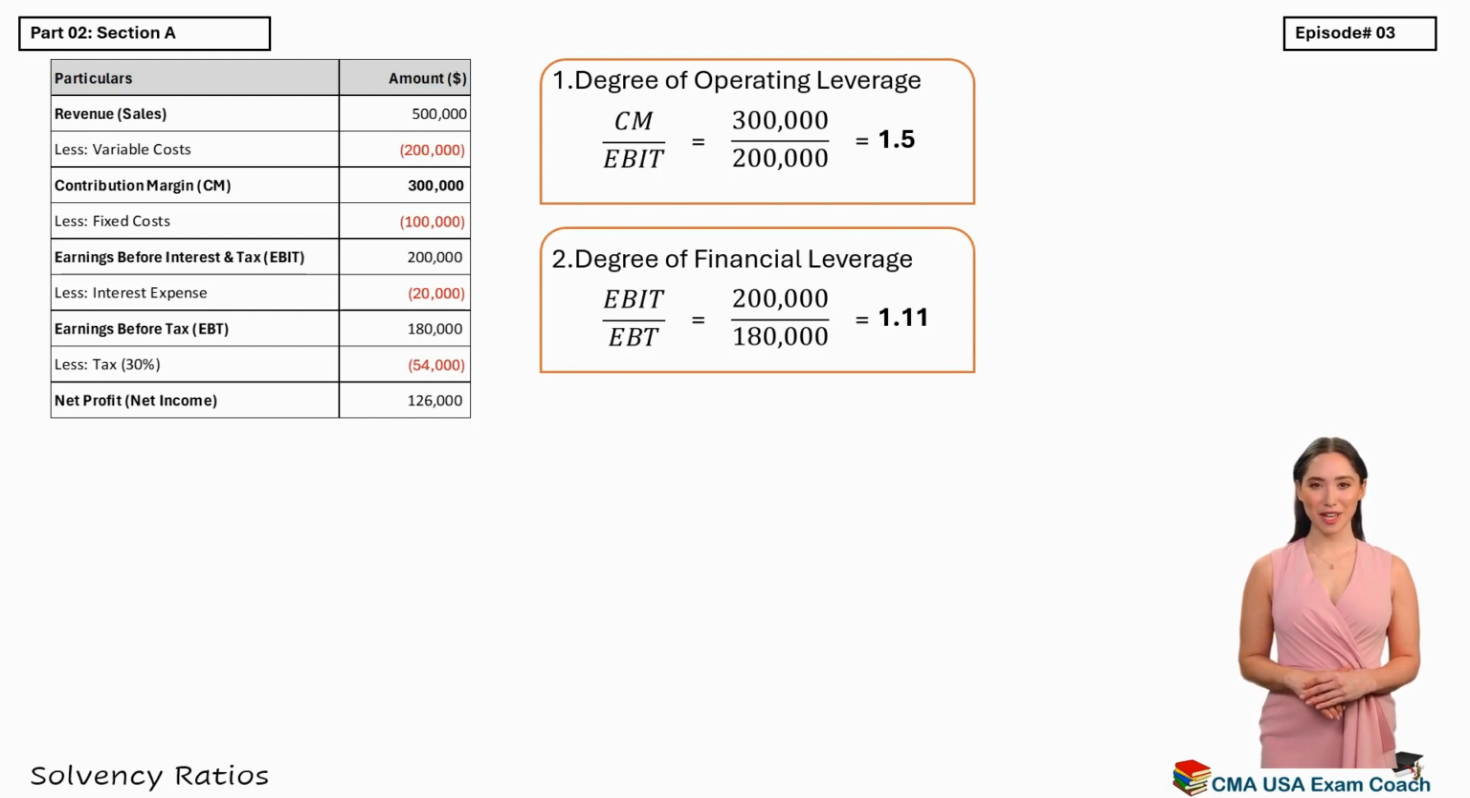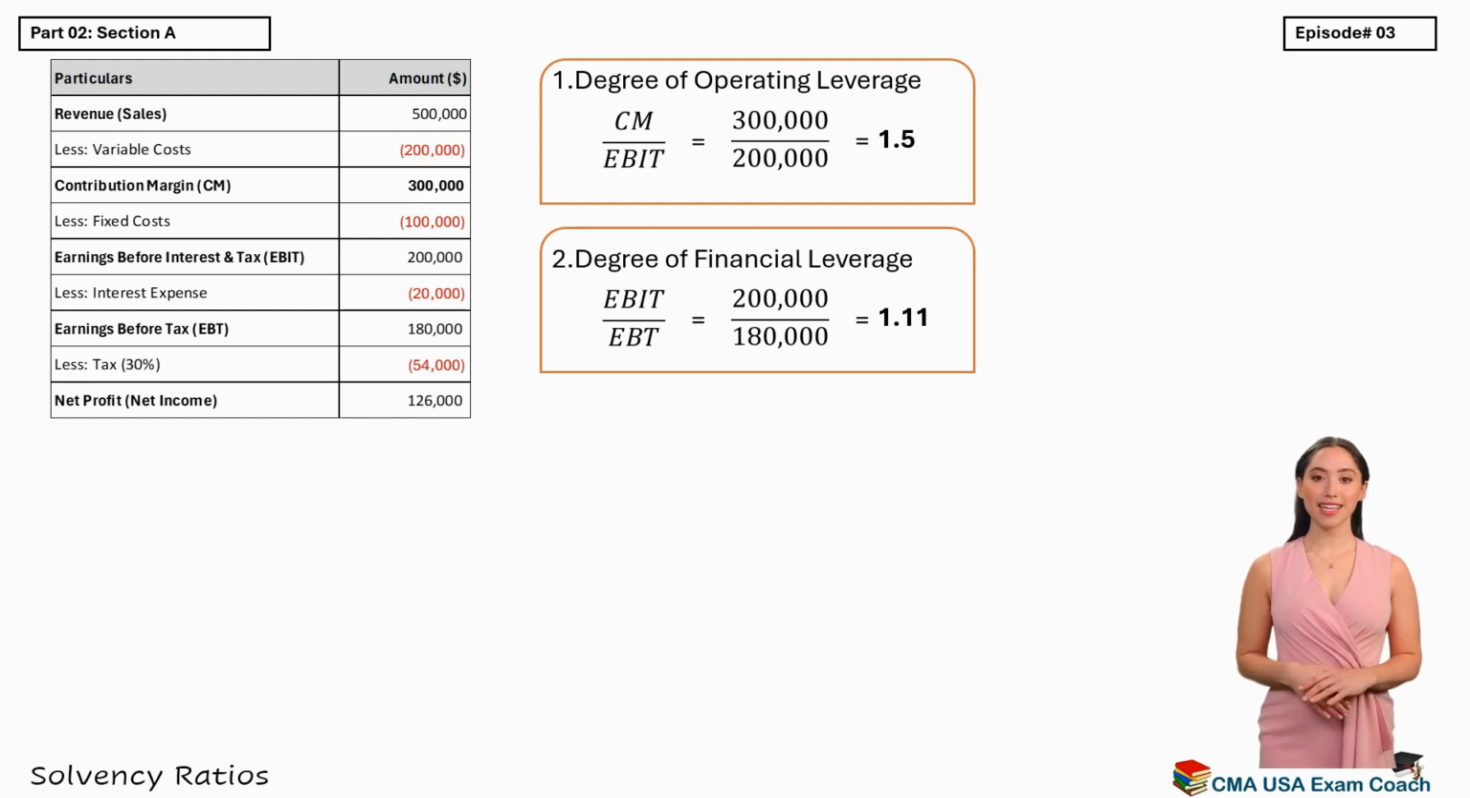Formula is EBIT divided by EBT. Here, 200,000 divided by 180,000, which gives 1.11. DFL of 1.11 means that for every 1% change in EBIT, net income will change by 1.11%. This indicates a low financial risk, as the company's interest expenses are relatively small.